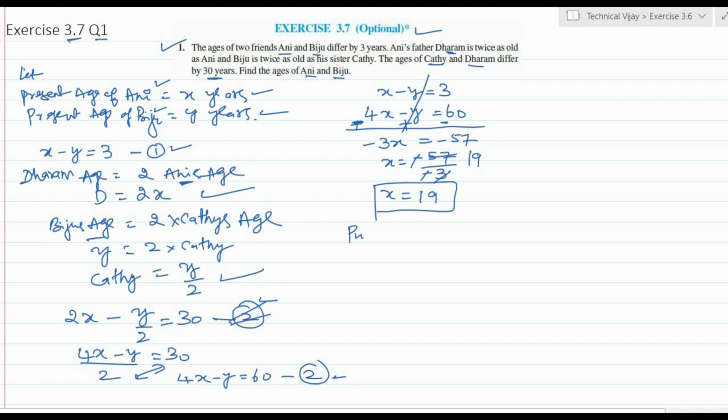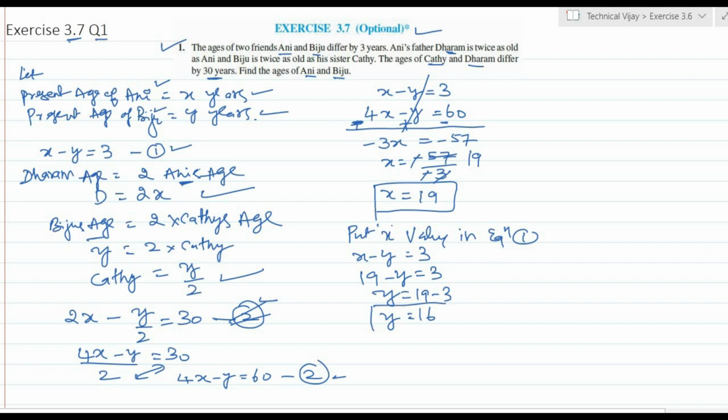So put the x value in equation 1 to get the y value. That is x minus y equal to 3 is the first equation. x is 19, 19 minus y is equal to 3. So y is equal to 19 minus 3. So y is equal to 16. So y is equal to 16.